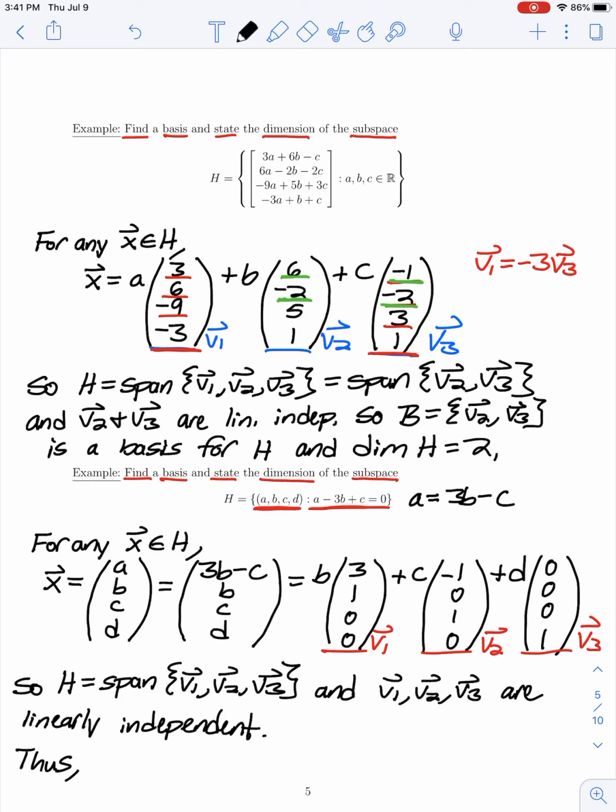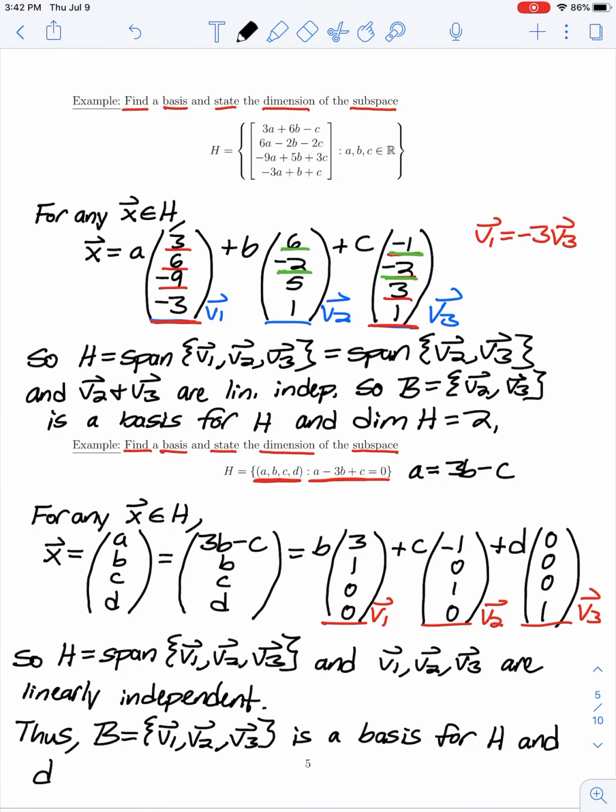Therefore, the set B, consisting of these vectors, V1, V2, and V3, is a basis for the subspace H, and our dimension for the subspace H is 3, the number of vectors in our basis.